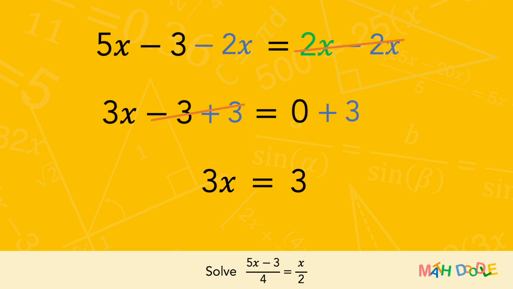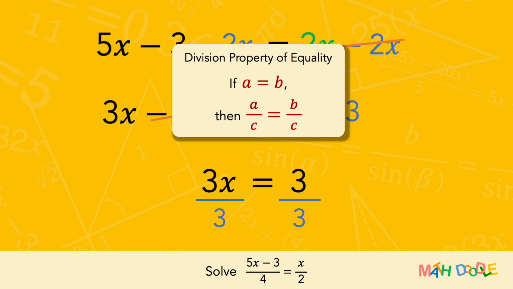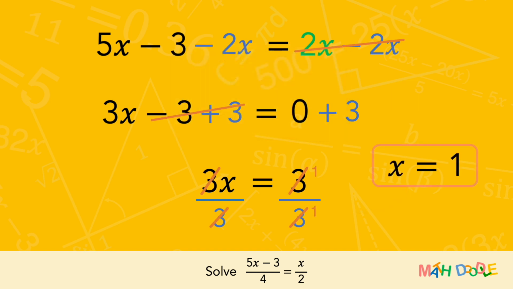Now, to solve the equation, we are going to eliminate 3 in front of x. To do this, let's divide both sides of the equation by 3. So, the answer is x equals 1.